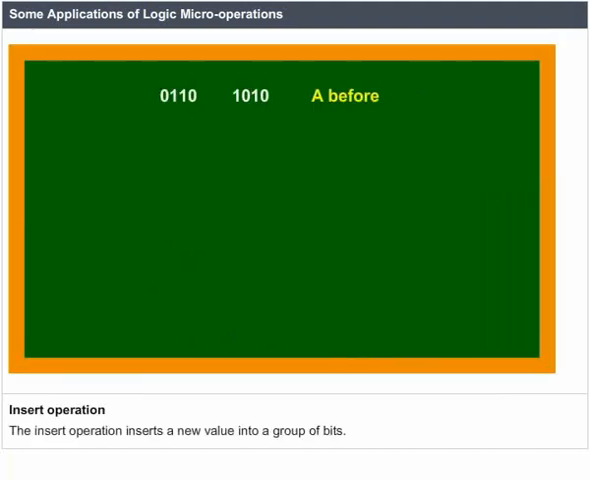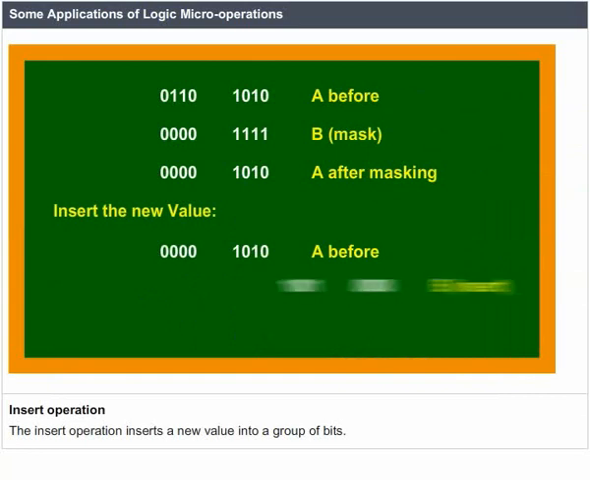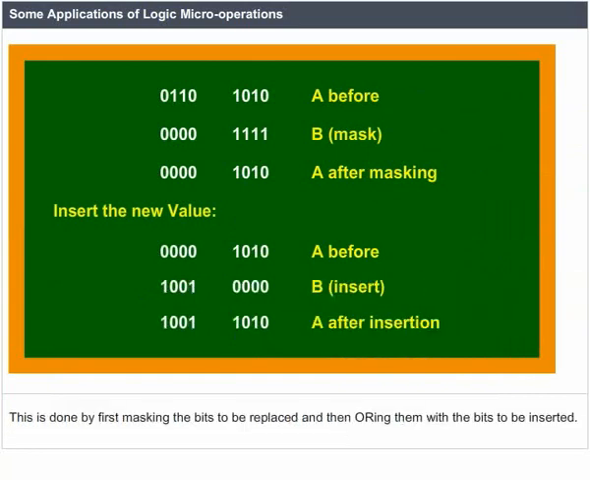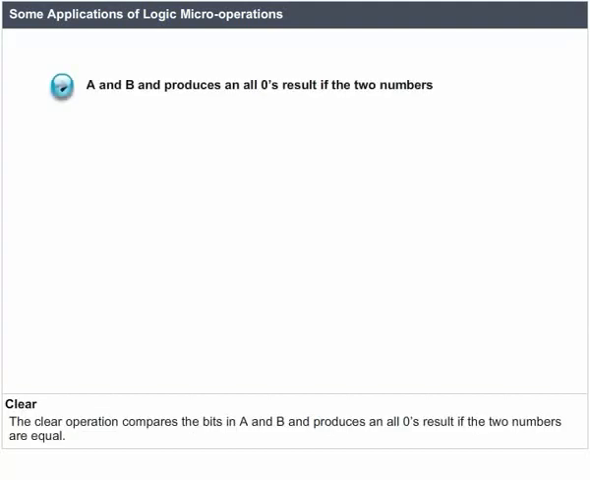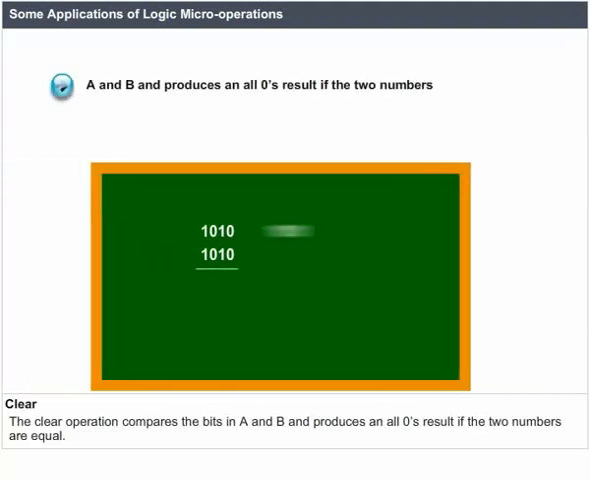Insert operation. The insert operation inserts a new value into a group of bits. This is done by first masking the bits to be replaced and then ORing them with the bits to be inserted. The mask operation is an AND operation and the insert operation is an OR micro-operation. Clear. The clear operation compares the bits in A and B and produces an all zeros result if the two numbers are equal.